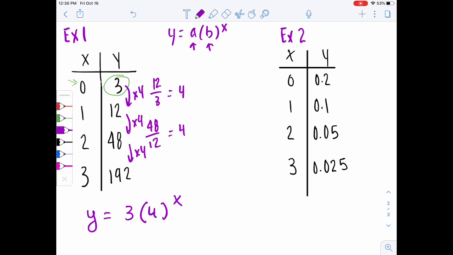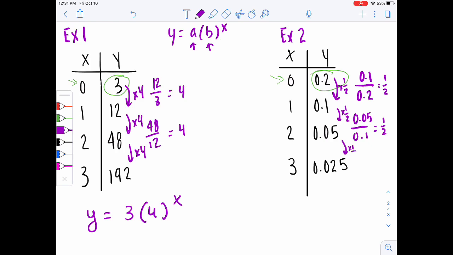Let's take a look at table 2. Again, my initial value will be the one situated next to x equals 0. And I need to figure out my multiplier. 0.1 divided by 0.2 is 1/2. 0.05 divided by 0.1 is again 1/2. Cool, so that means I am multiplying by 1/2. So I'll write my equation as y equals 0.2 times 1/2 to the x power.